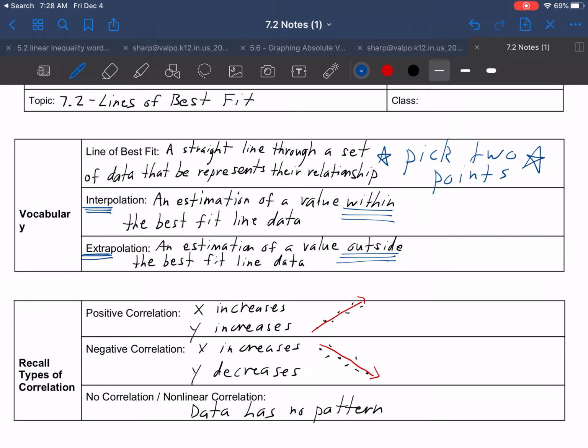Then there's 2 types of ways you can answer questions based on your best fit line. You can use interpolation, which is an estimation of a value that is within the line, right? Interpolation, inter meaning within. Or you can use extrapolation, which is an estimation of a value that is outside your best fit line. So think of extra as meaning like outside. So interpolation, inter within, extrapolation, extra is outside.